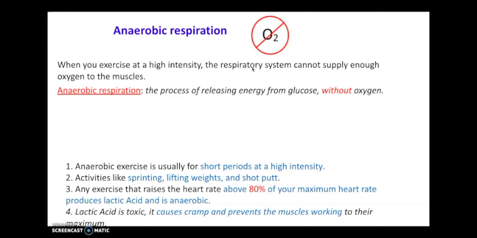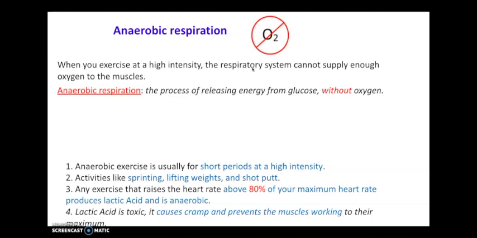So anaerobic respiration is when you exercise at high intensity and the respiratory system simply can't supply enough oxygen to the muscles. Can't do it. So for this, you have to use energy from glucose without oxygen. So with anaerobic exercise, you're usually exercising for very short periods at quite high intensity. So things like 100-meter sprints, 30-meter sprints, lifting weights, shot put.